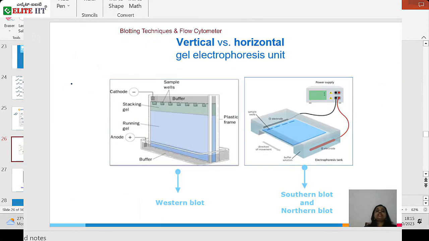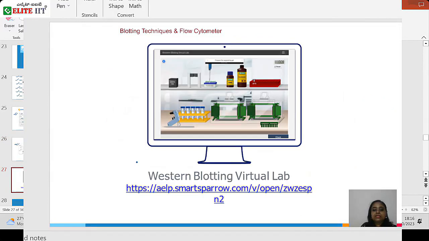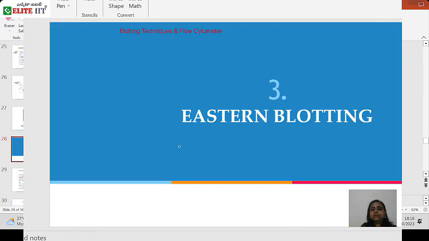In case of SDS-PAGE, generally we use a vertical gel electrophoresis unit, whereas in case of agarose gel, we generally use horizontal gel electrophoresis. So Western blot is done in vertical electrophoresis, whereas Southern blot and Northern blot are done with horizontal agarose gel electrophoresis. So these all three methods are involved. Now going to Eastern blot.